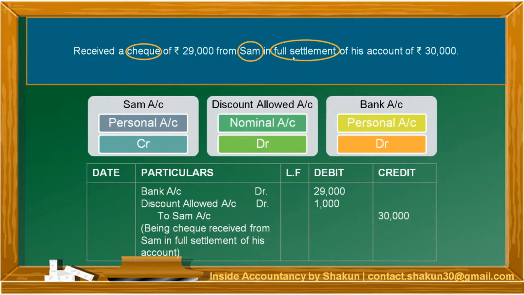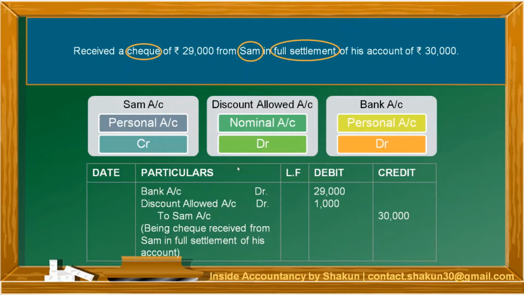In full settlement means that we are allowing a discount. Sam had to pay us 30,000, he's paying us only 29,000. That means 1,000 is the amount of discount allowed. It is a nominal account. It is a loss for us, expense for us, therefore debited.